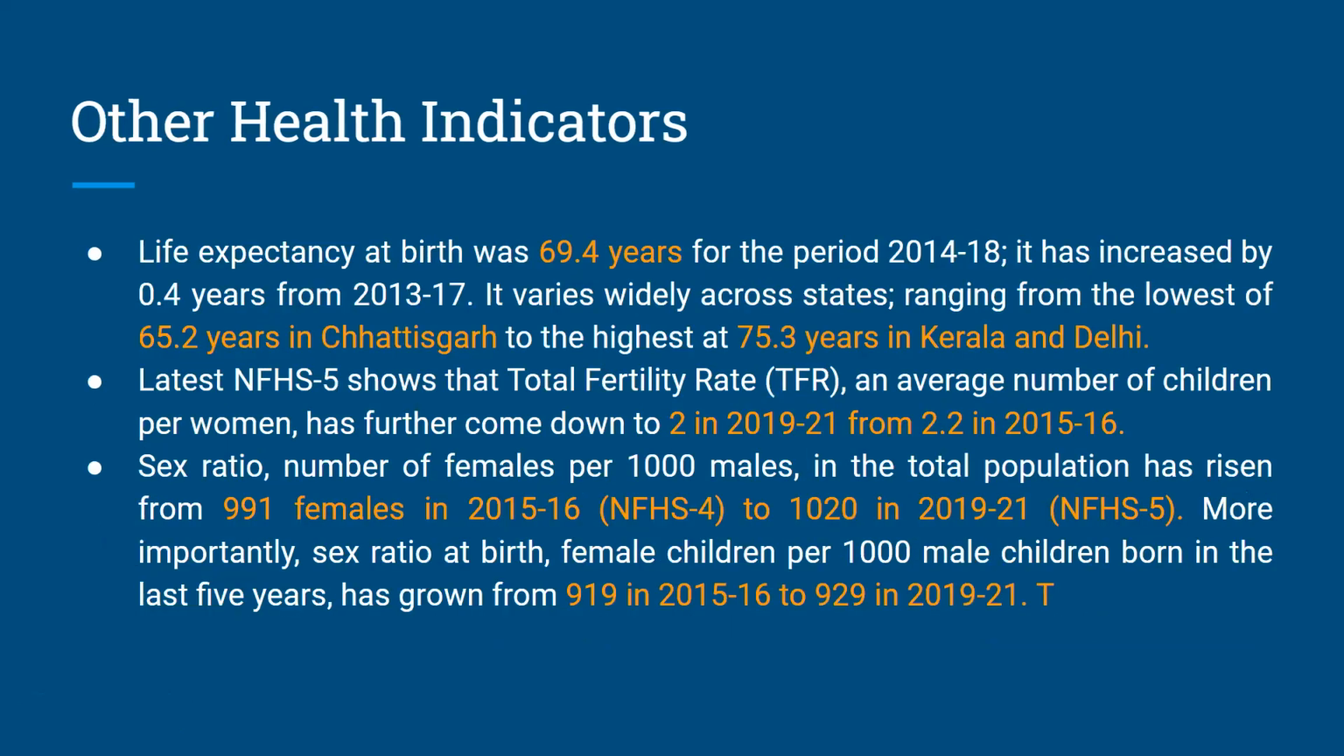And among other health indicators, the life expectancy at birth was 69.4 years. Life expectancy was lowest in Chhattisgarh and highest in Kerala and Delhi. These states are important. We have already seen the total fertility rate. And the sex ratio, that is the number of females per 1,000 males in the total population, has risen from 991 females in National Family Health Survey 4 to 1,020 in National Family Health Survey 5.